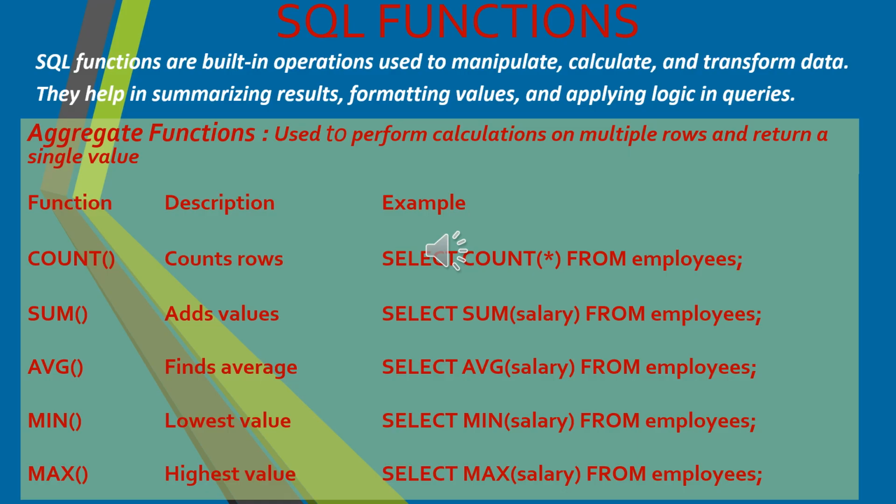Let's learn about aggregate functions. Aggregate functions work on multiple rows. They return a single summarized value like total or average. Examples include sum, count, average, max, min.